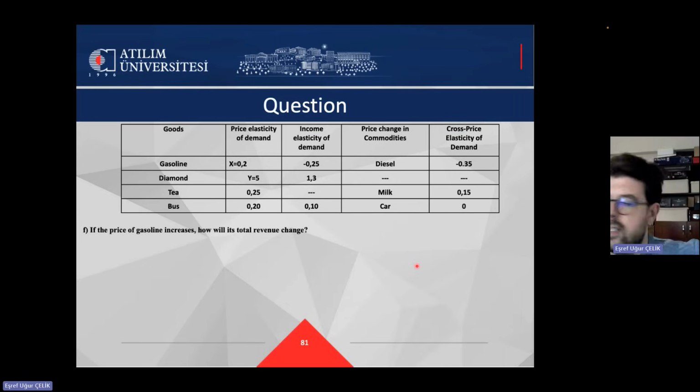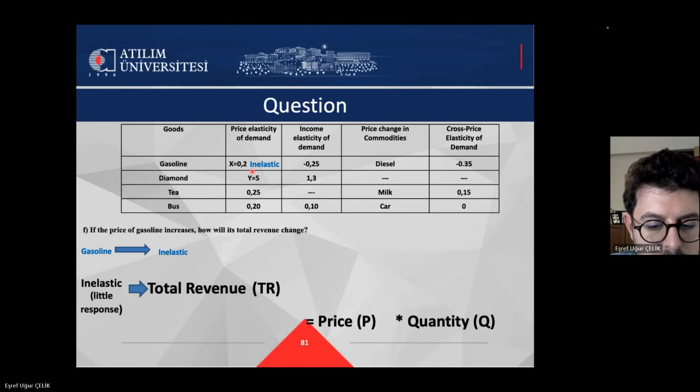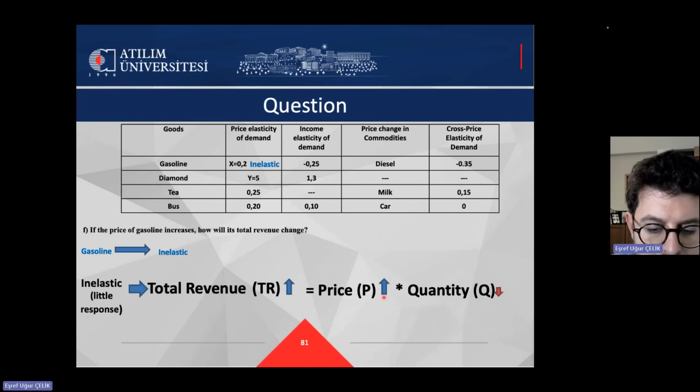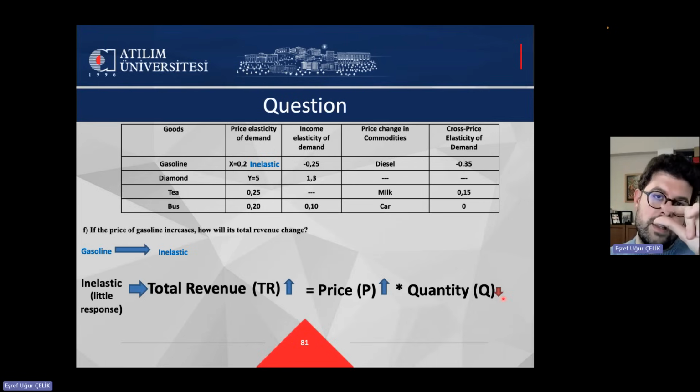And last example. If the price of gasoline increases, how will it affect total revenue? Gasoline is what type of good? Inelastic goods. In inelastic goods, the price and revenue relationship is positive, okay? Because the reaction is less. When price becomes higher, the quantity decreases, but only a little bit. So the increased part is greater than the decreased part. So total revenue becomes higher.